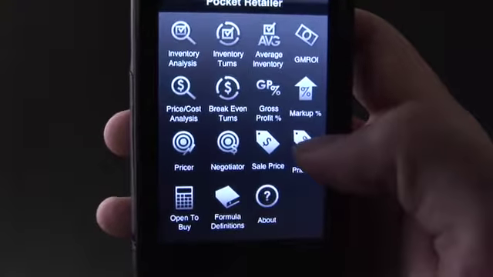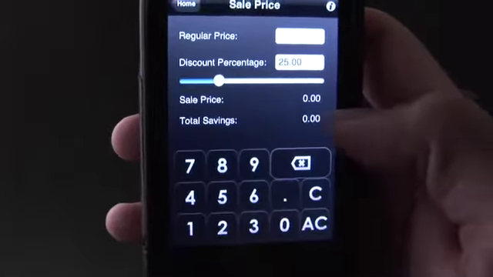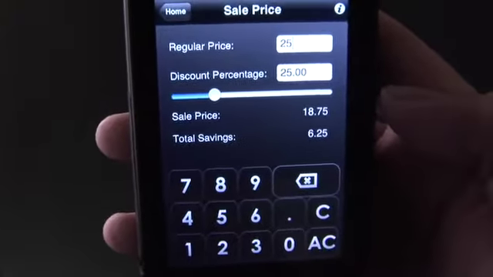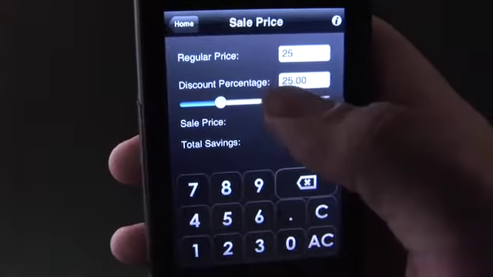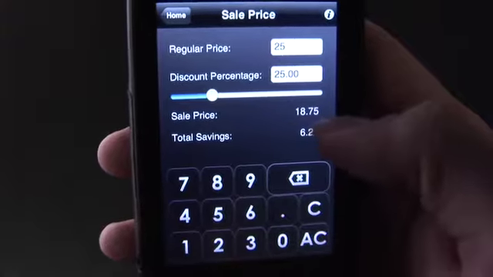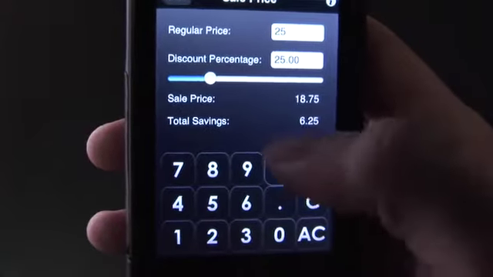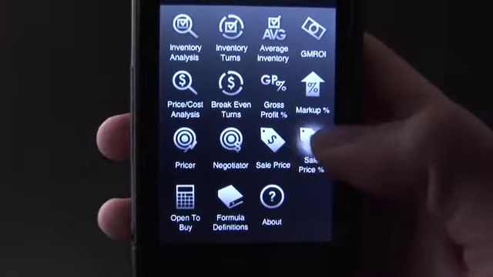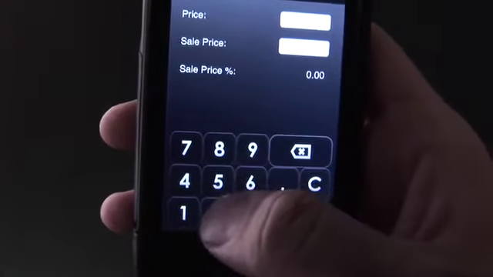For example, let's take a look at sale prices. So let's put in the regular price of an item and say it's $25, and we see that if I'm going to have a 25% off sale, that equates to $18.75 or a savings of $6.25. So actually part of this app would be handy for those of you who are shopping as well.